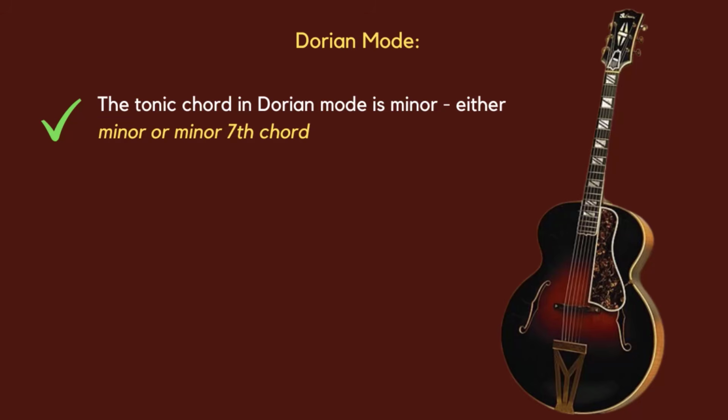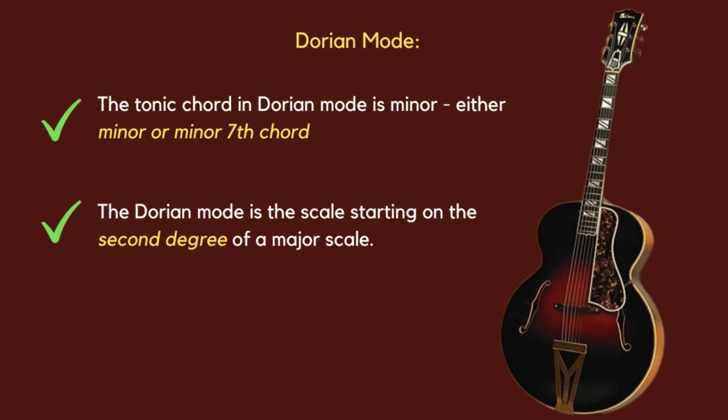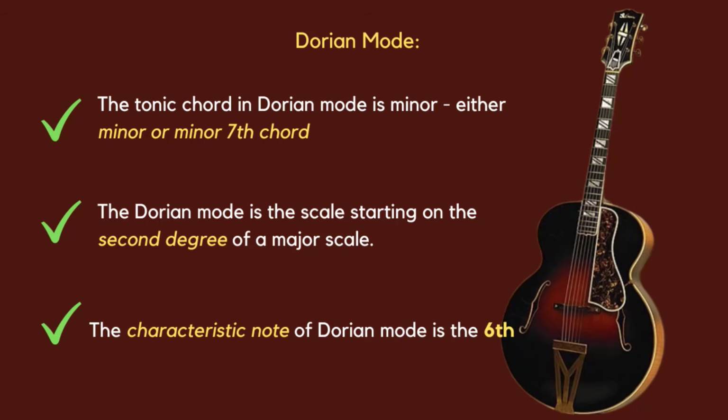In this session, our focus will be on the Dorian mode. The tonic chord in the Dorian mode is minor, either a minor triad or a minor seventh chord. The Dorian mode is the scale starting on the second degree of a major scale. And the characteristic note of the Dorian mode is the sixth.